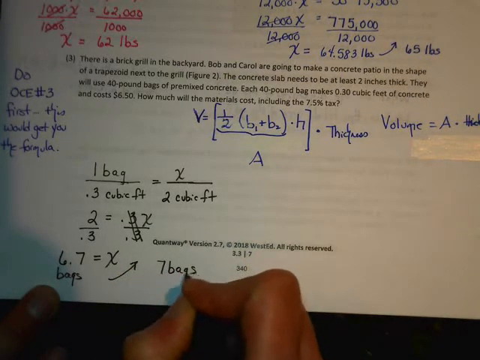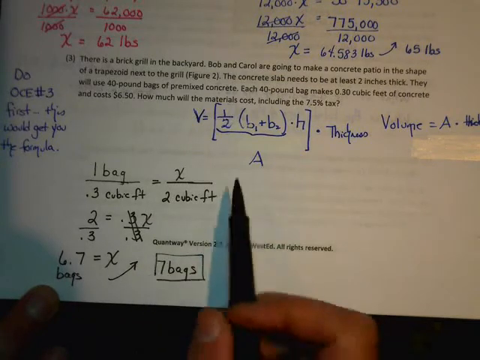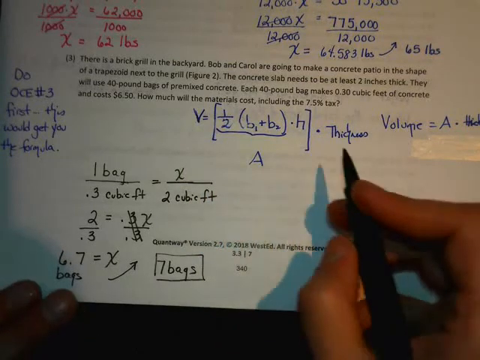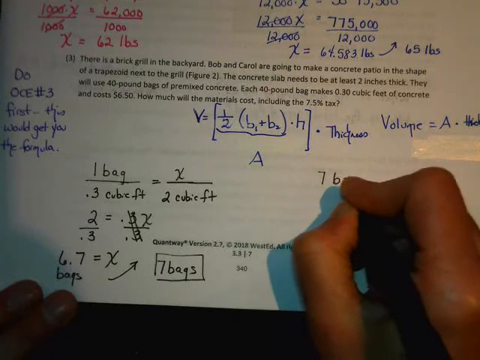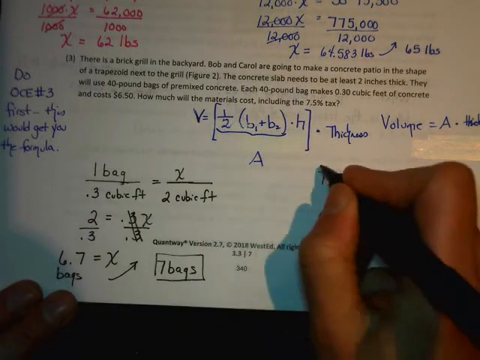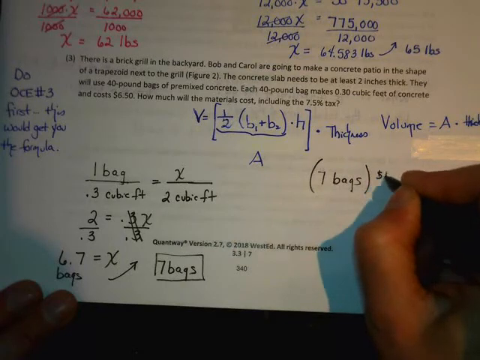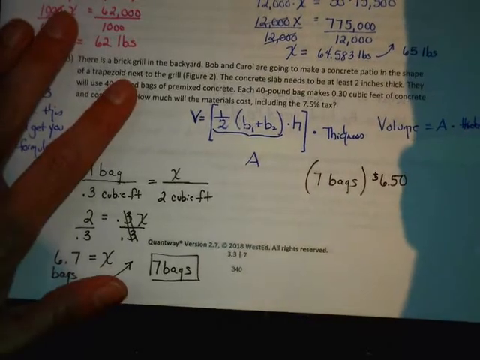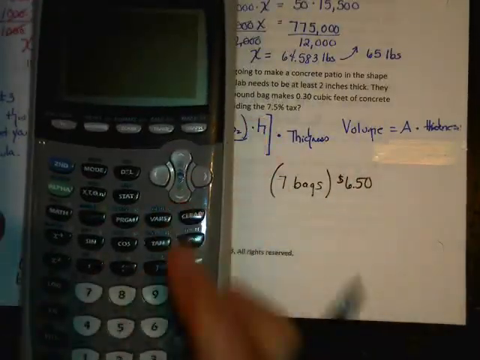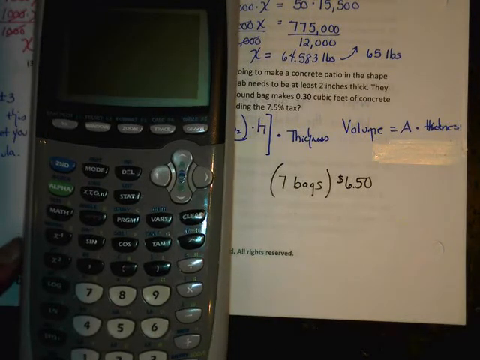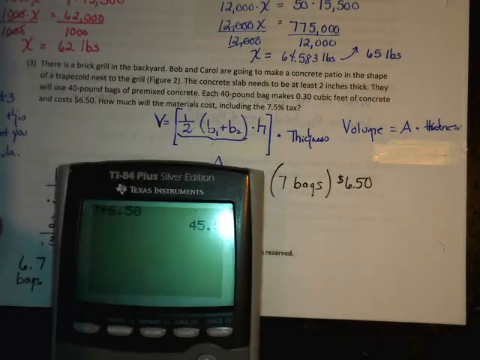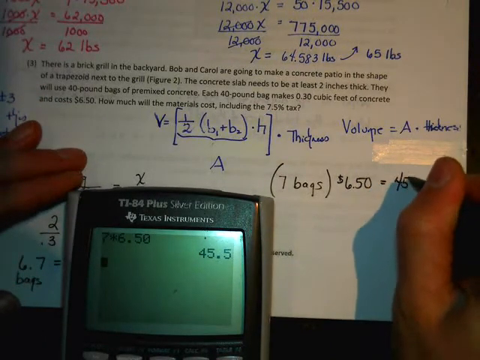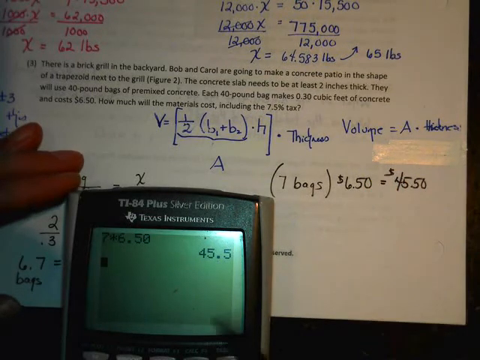Okay, so how much is it going to cost them? So it says, how much is it going to cost? Well, now at least we know the bags. So we need 7 bags, and it costs $6.50 per bag. Okay, and then we've got to include tax, right? So let's see how much this is going to cost, and then we'll tack on the tax. So we've got 7 times $6.50. Did you get $45.50? Okay, so this is going to be $45.50, and now we've got to tack on the 7.5% tax.